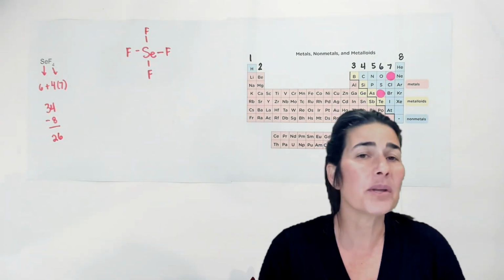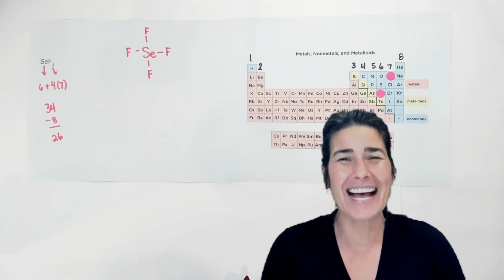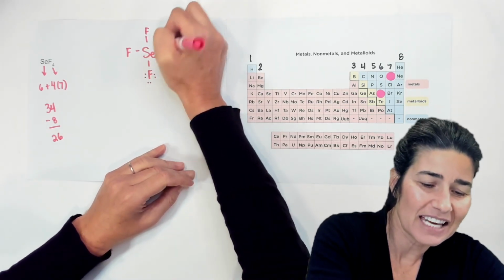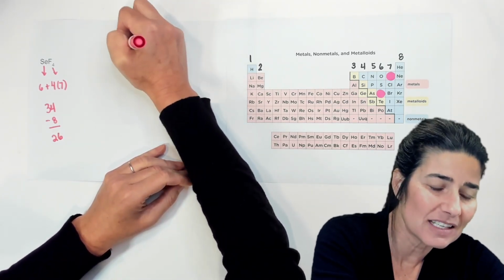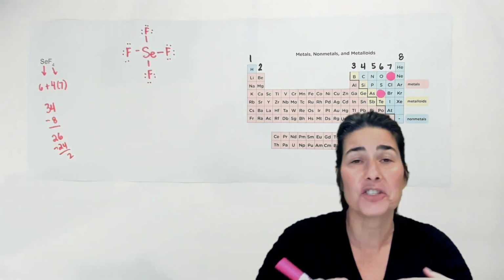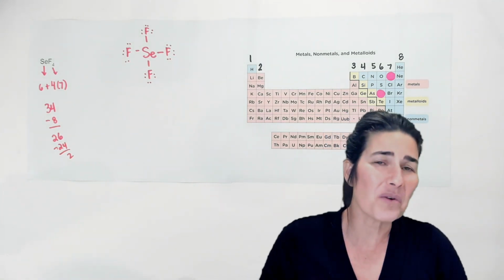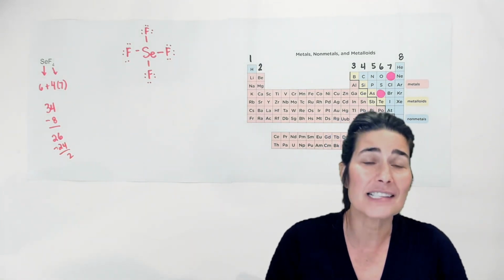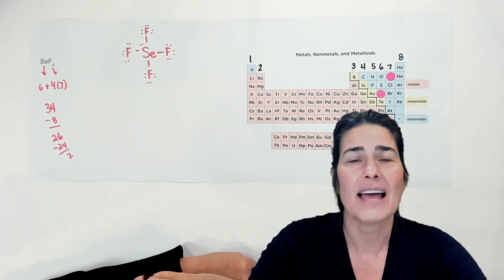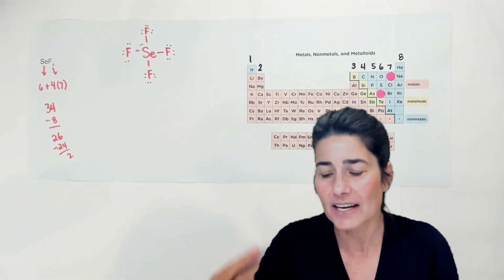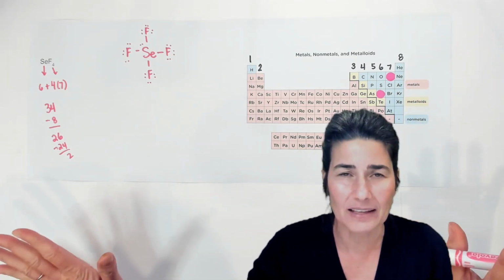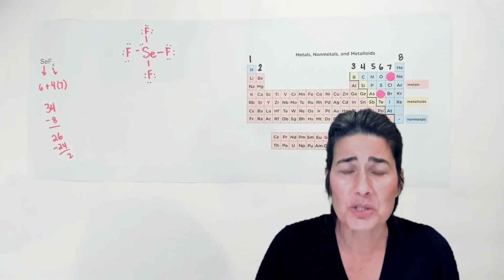Step 3. Fill the octets of the outer atoms. 2, 4, 6, 8, 10, 12, 14, 16, 18, 20, 22, 24. We're going to take away 24 electrons. We've got 2 left over. Step 4, leftovers go on the middle as a pair. So we're going to put them anywhere on the middle as a pair. That makes selenium have more than 8 electrons, but since it's in the 3rd row or below, that is okay. So there's our Lewis structure.